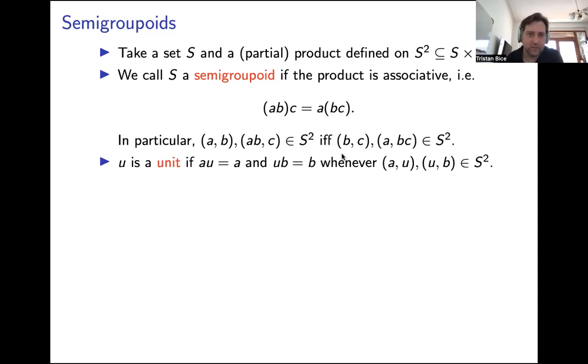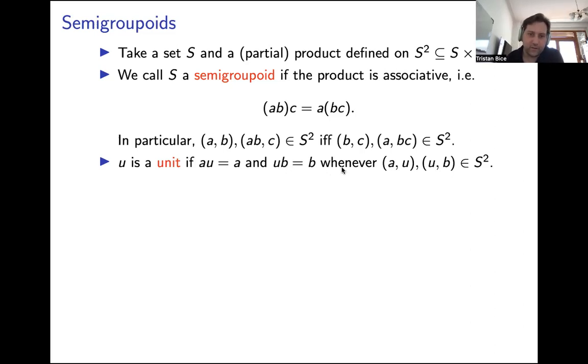We'll move on quickly to groupoids, and then we won't really need to talk about these much more. But this is a convenient context in which to define some basic concepts, like a unit, for example. So a unit in a semi-groupoid is simply any element which basically does nothing whenever the product is defined. So if the product AU is defined and U is a unit, then what this is saying is that it just gives you back A. Sometimes people say U is a neutral element with respect to the product. So it really does nothing, at least when it's defined.